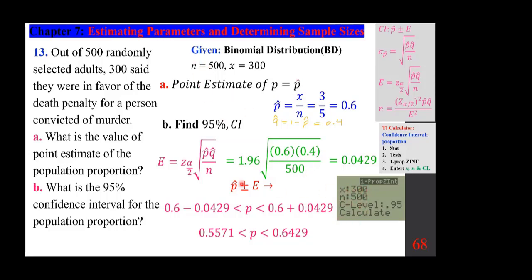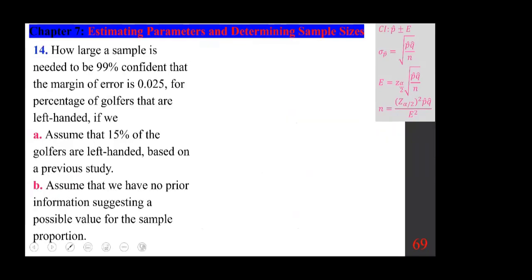And we want a 95% confidence interval, and it gives us the answer that we got here. Again, you have to justify your steps accordingly.